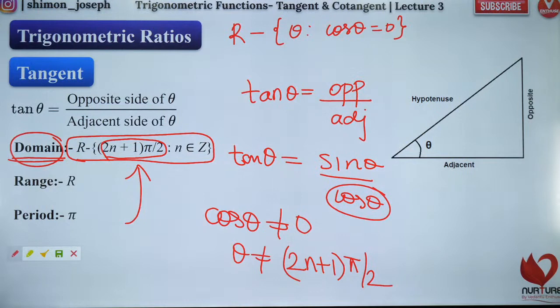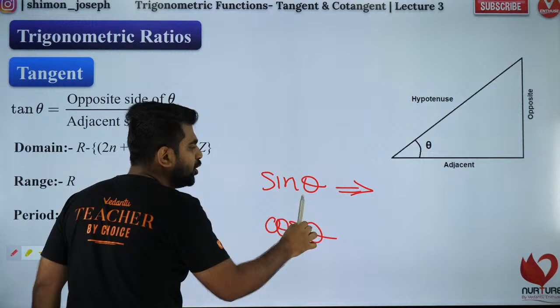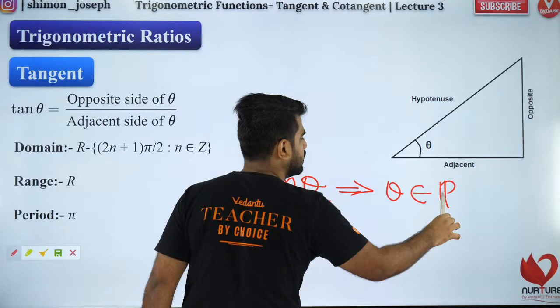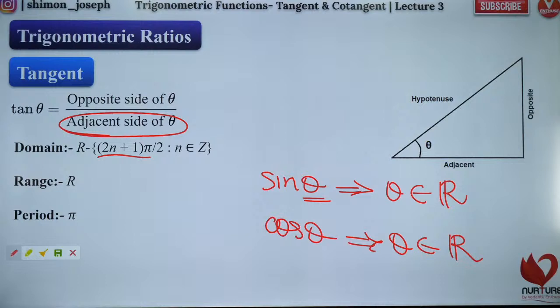Domain for sine and cos. Guys, for sine theta and cos theta, the domain is all real numbers. There is no problem here. I can put whatever I want here. So theta belongs to all real numbers. So the domain of sine and the domain of cos is actually all real numbers. But for tan alone, there's a problem. Why is there a problem? Because the denominator should not be zero. That is why cos theta should not be zero. That is the condition I put. Are you clear with it? Did you like it?